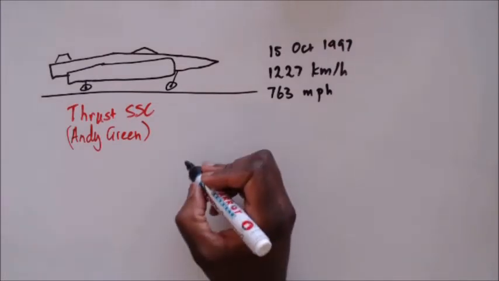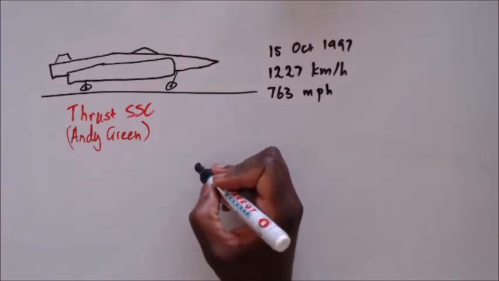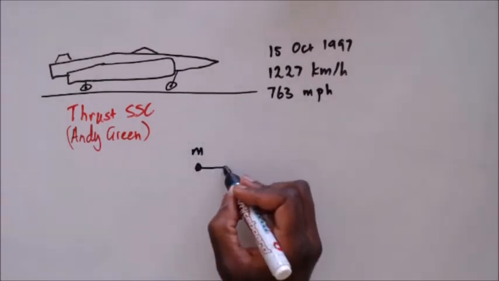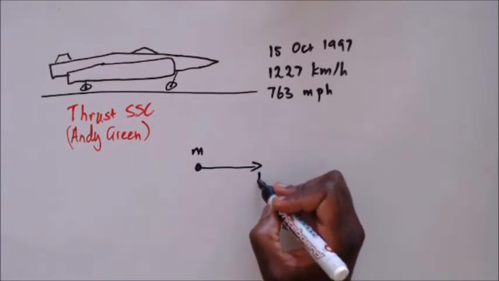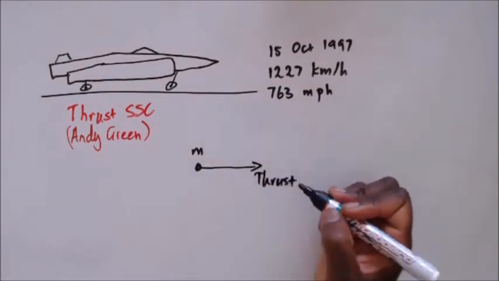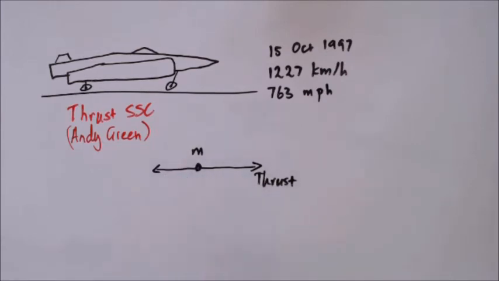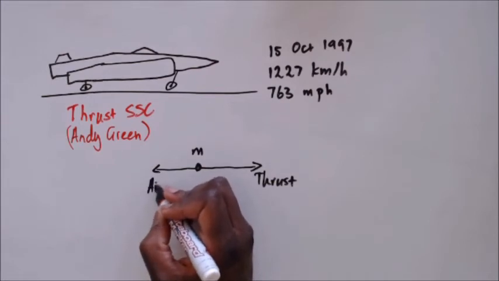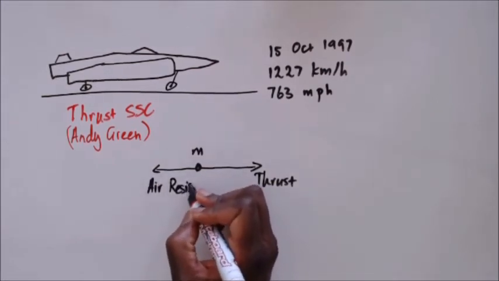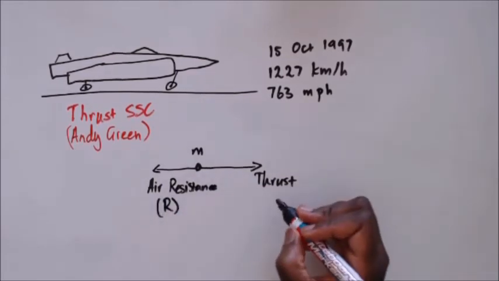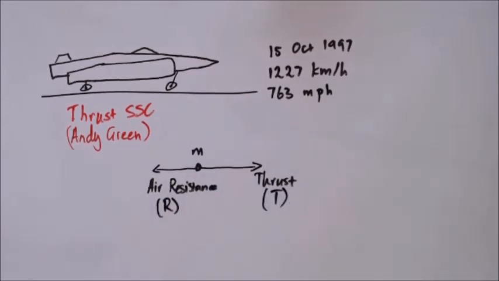But for the purposes of this course, we're going to consider a free body diagram of Thrust SSC. And we're just going to put its mass down there. There's going to be a forward force, which is going to be the thrust produced by the two jet engines which power the vehicle. And then, of course, in the backwards direction, what you have is really air resistance. And we're going to call this R, and we're going to call the thrust T. There will be a few other forces which contribute to a backward force, but the major force is air resistance.